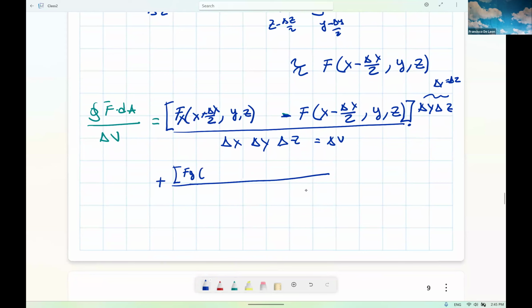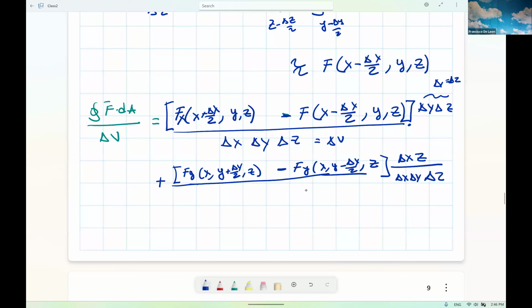The next ones will be f_y of (x, y plus delta y by 2, z) minus f_y of (x, y minus delta y by 2, z). And this will be multiplied by delta x delta z, divided by delta x delta y delta z. So of course we can eliminate many things there.